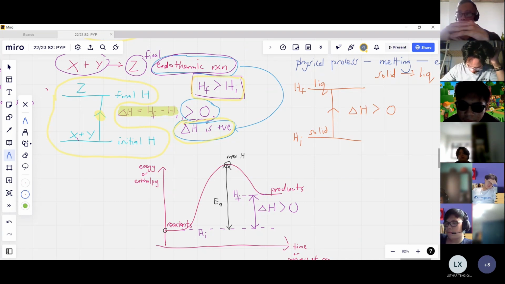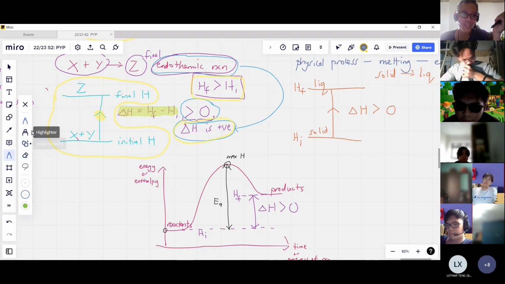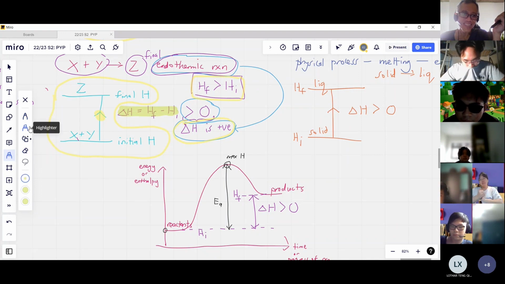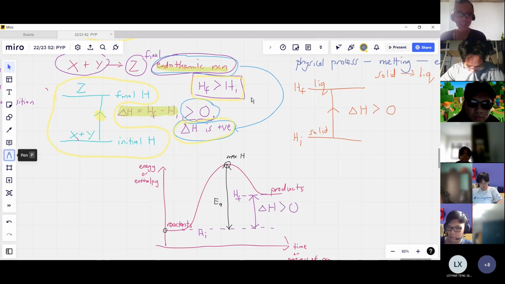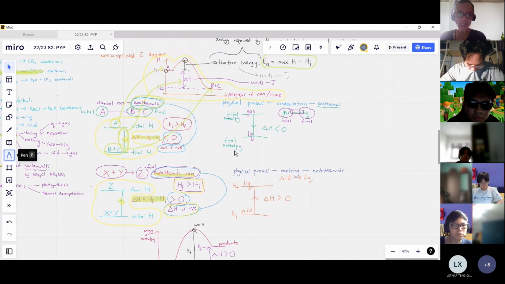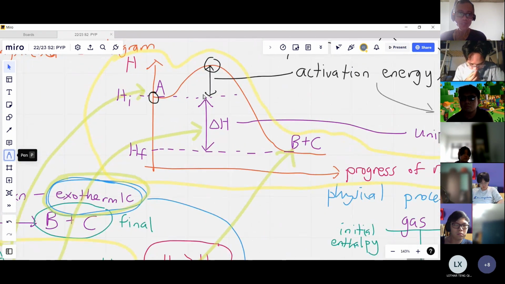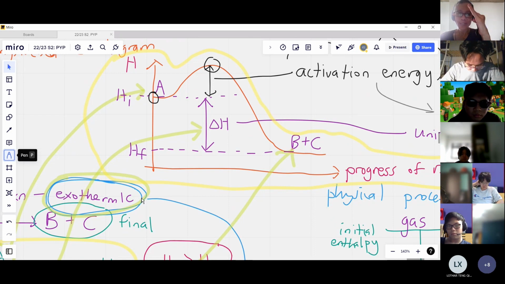But of course, make sure your question is telling you that this is an endothermic reaction. Okay, because this pattern is for endothermic. And you compare to the other one, whereas this pattern, I hope you can see the difference. This pattern is for exothermic reaction. Please check the question carefully. Is it an exothermic or an endothermic reaction? And you draw accordingly.